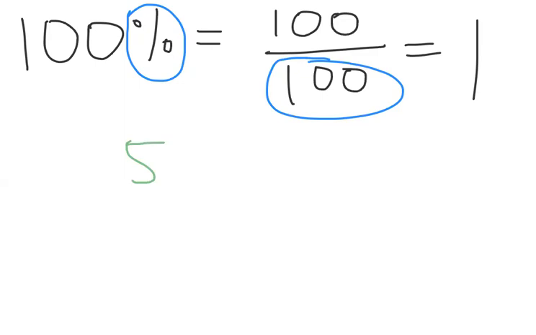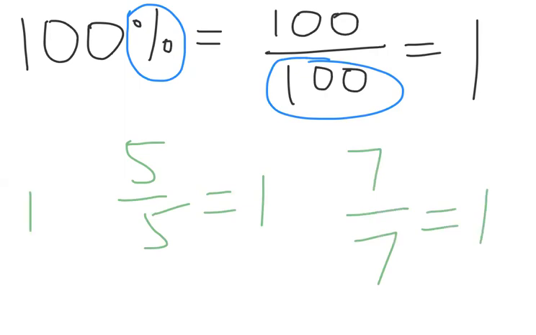What is 5 divided by 5? That answer is 1. What is 7 divided by 7? That answer is 1. What is 10 divided by 10? That answer is 1. That's why 100 divided by 100 is equal to 1.